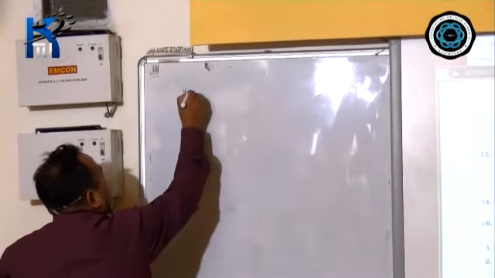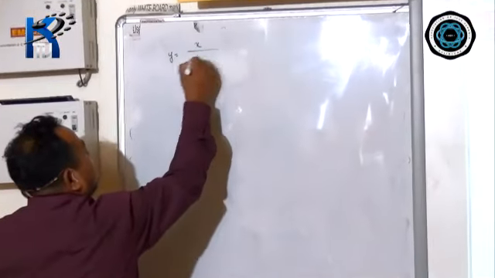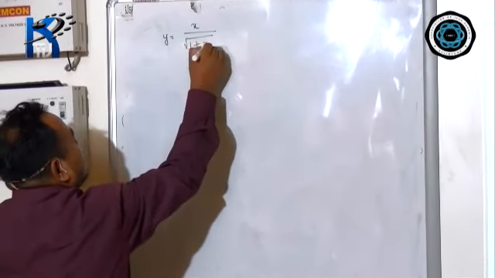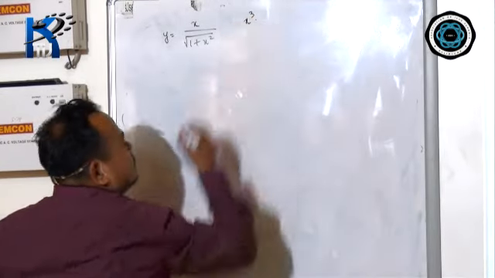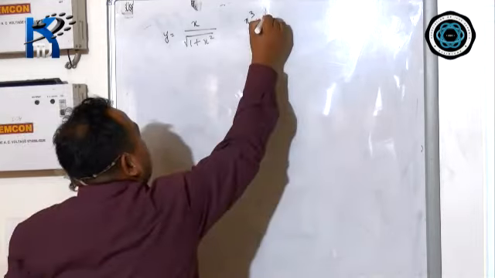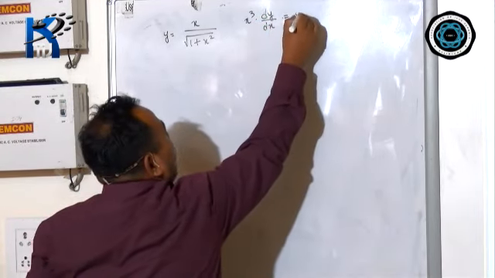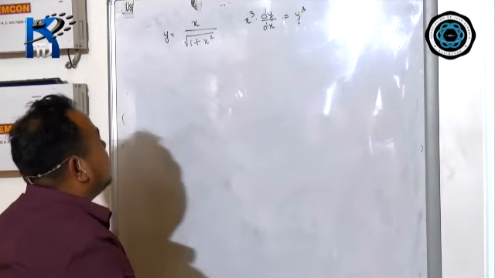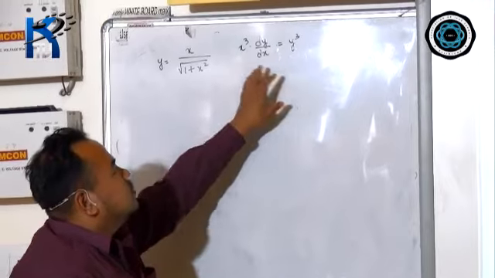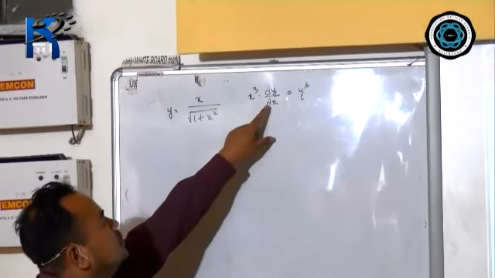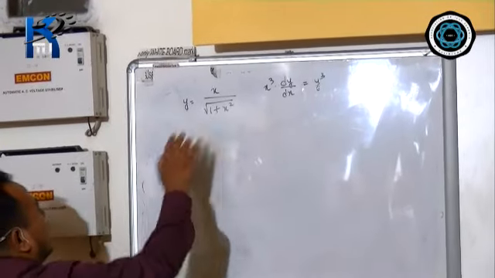So given y equal to x divided by under root 1 plus x square, and you have to prove that x cube dy by dx equal to y cube. So as you can see, y is given and you have to prove left hand side equal to right hand side. So out here you can see that you need to find the value of dy by dx. dy by dx means I have to differentiate this.